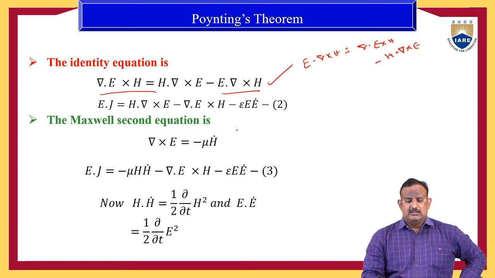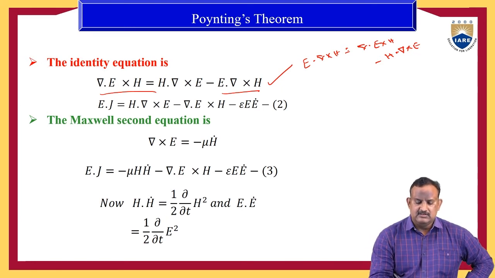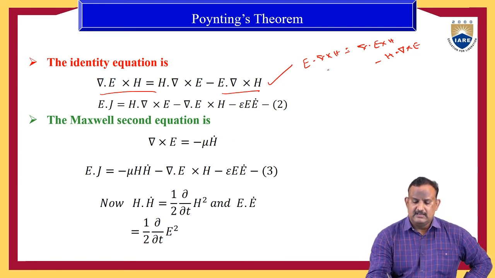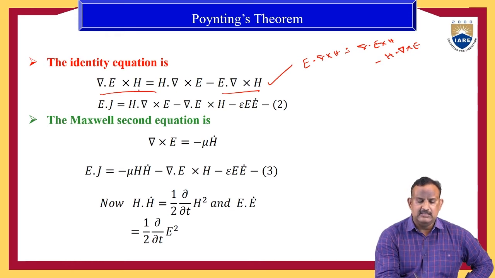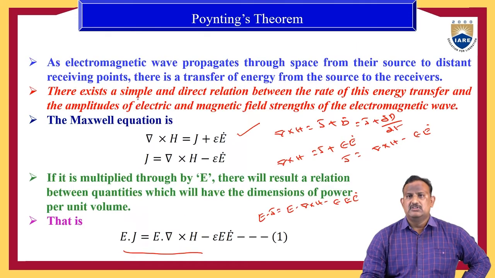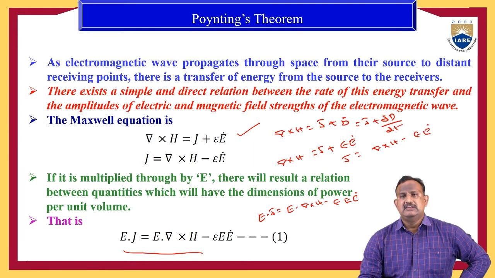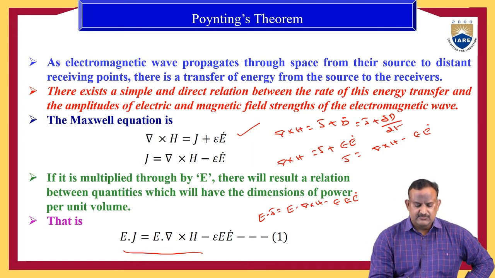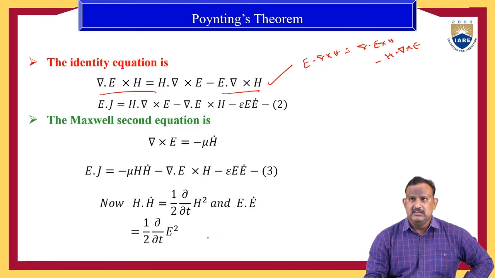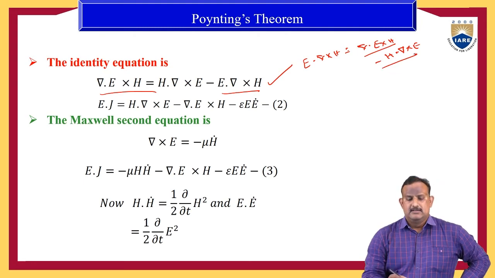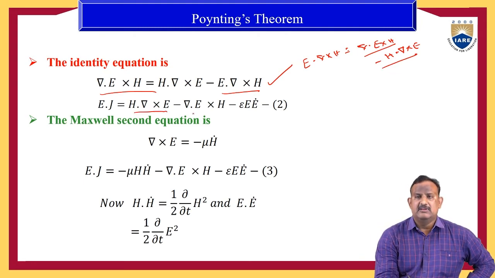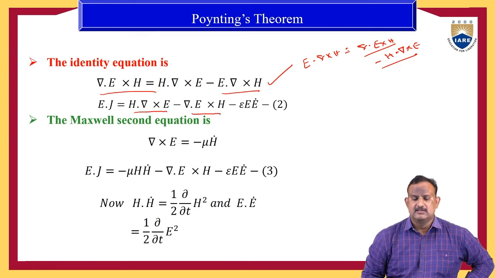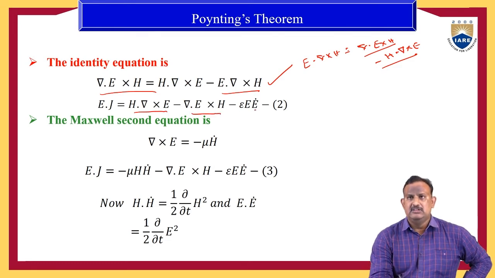Now we substitute this in the above equation. We have E dot J equal to E dot del cross H minus epsilon into E dot. In place of E dot del cross H, I am substituting H dot del cross E minus del dot E cross H. So E dot J is equal to H dot del cross E minus del dot E cross H minus epsilon into E dot.